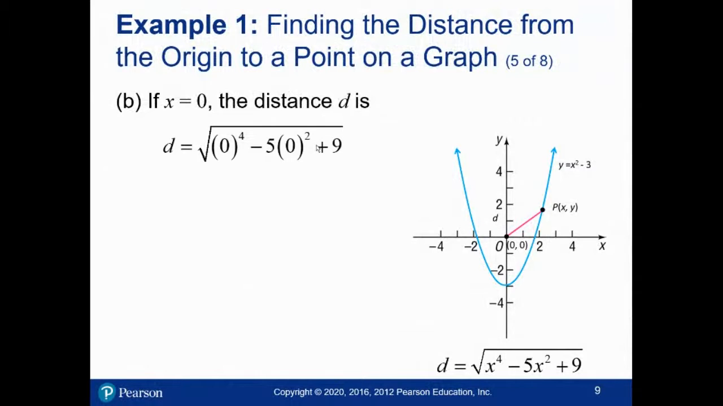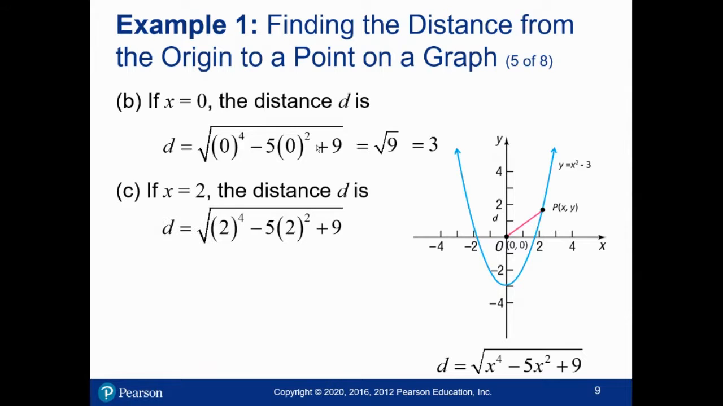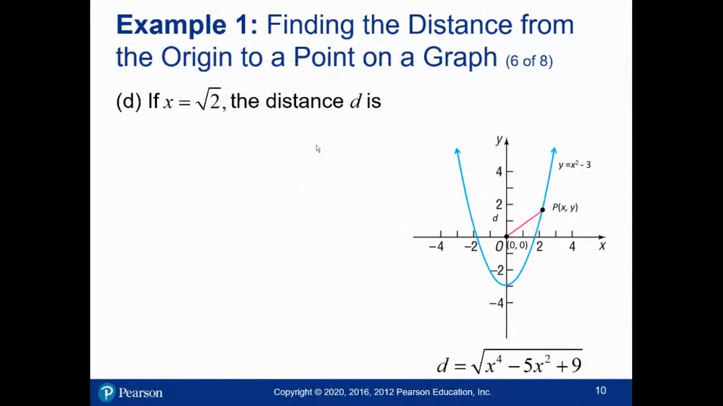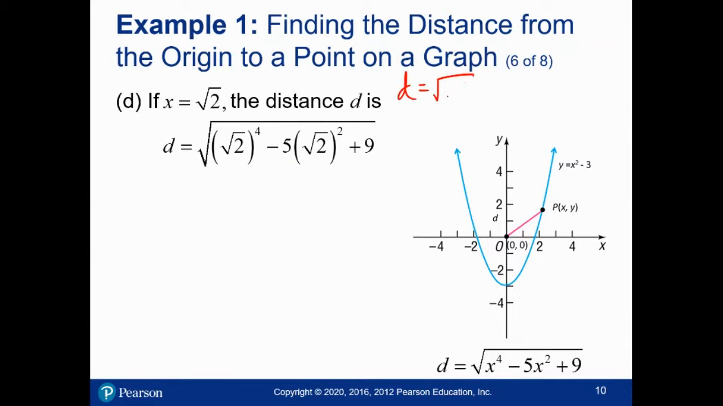If x is 0, all you have to do is plug in x equals 0, and you get 3. If x is 2, just plug in x equals 2, and you get root 5. If x is root 2, just plug in root 2. And we don't need a calculator for this, by the way, okay? Because remember, our function d was the square root of x to the 4th minus 5x squared plus 9. So if x is equal to root 2, then x squared is equal to 2, and x to the 4th is x squared squared, which is going to be 4. 2 squared is 4. Okay, and if you simplify all that down, you just get root 3.